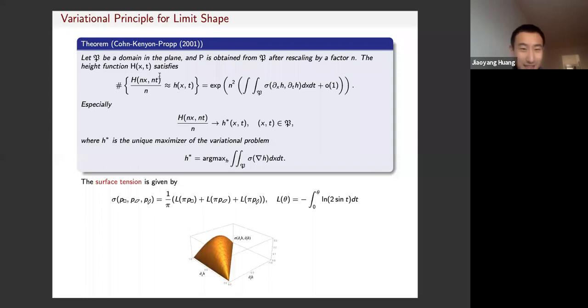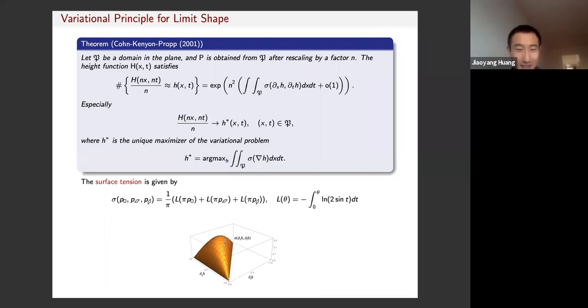Their result is: if the height function, normalized by a factor n, is close to some given surface h, the number of such lozenge tilings is approximately e to the n squared times this rate function. The rate function is the integral over the domain P of the surface tension sigma. The expression for sigma is given here. It's defined at every point given those three local densities. It's kind of complicated, but the graph of sigma is here.